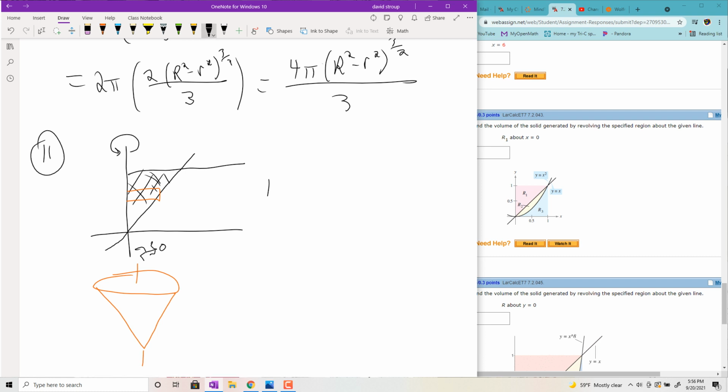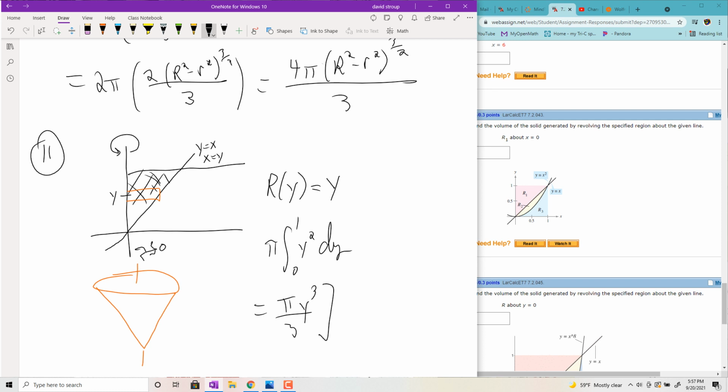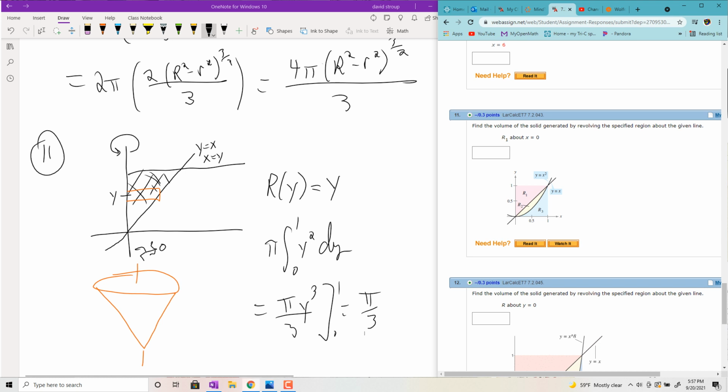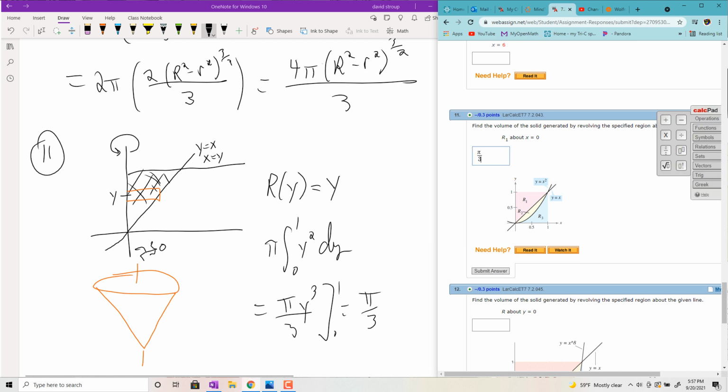So my function is going to be r of y. So the base of the rectangle tells you the terms of your radius function. And then this line is just y equals x, or x equals y if you'd rather. So you could just say r of y is equal to y, and then integrate from 0 to 1. So pi y squared dy. So this would be pi y cubed over 3 from 0 to 1, which is just pi over 3. That seems too easy. Pi over 3, maybe yours is harder.